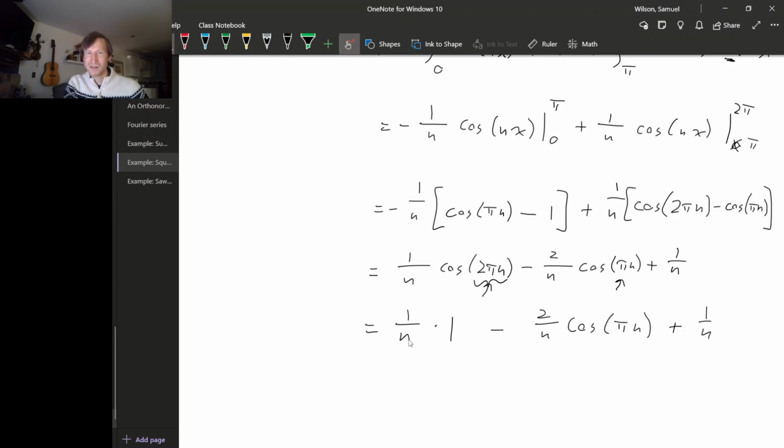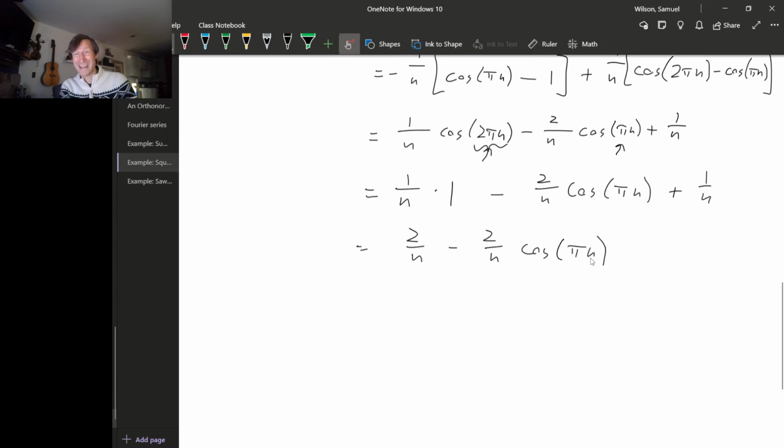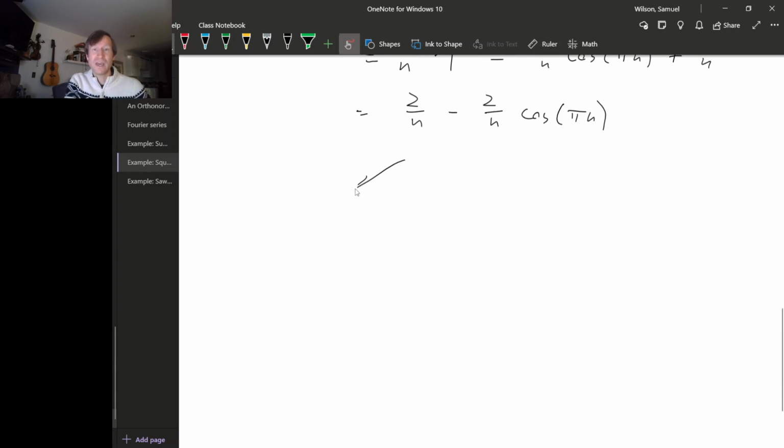So the part at the beginning and the part at the end we can combine. So this is 2 over n minus 2 over n cosine pi n. And now there are two cases. Now what happens depends on n. So if n is even, then cosine pi n is cosine at an even multiple of pi, which is 1. So in that case, we would get 2 over n minus 2 over n times 1. But this would give us 0 total.